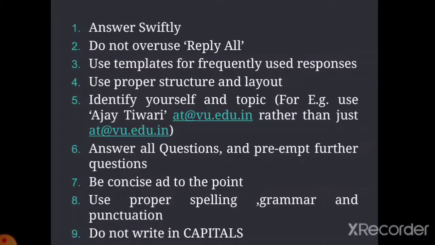Fifth, identify yourself and topic. For example, identify yourself on the from line using your full name rather than just email address. For example, use Ajay Tiwari 80@vu.edu.in, rather than just 80@vu.edu.in. So you should give name and then mail address, so the person who is receiving the mail can know you.